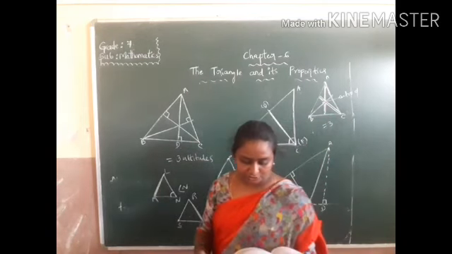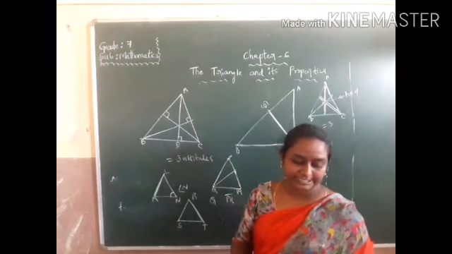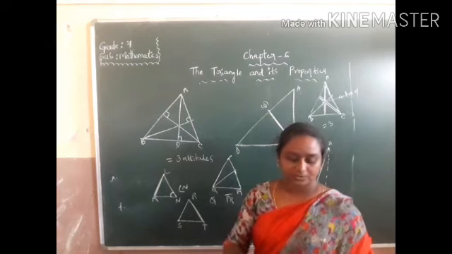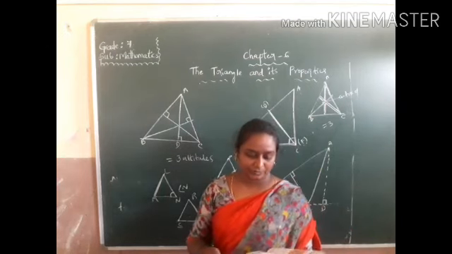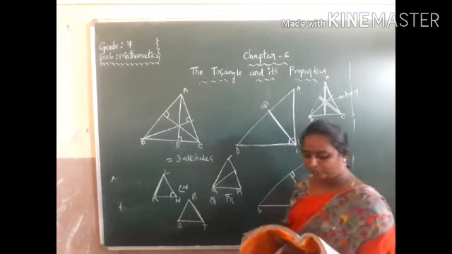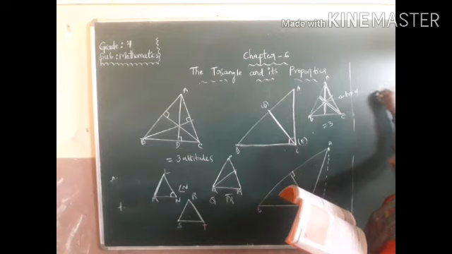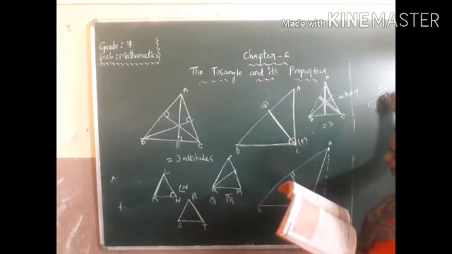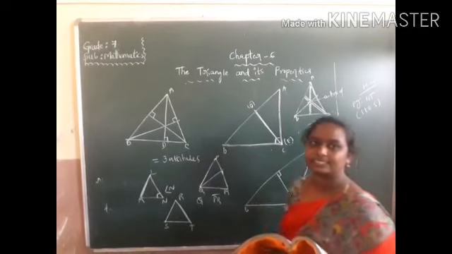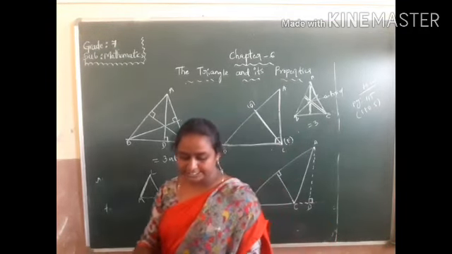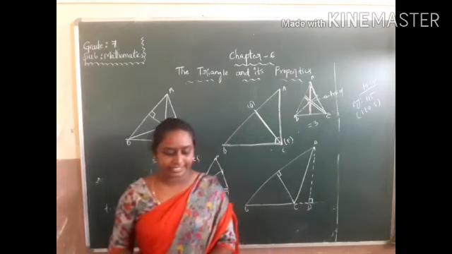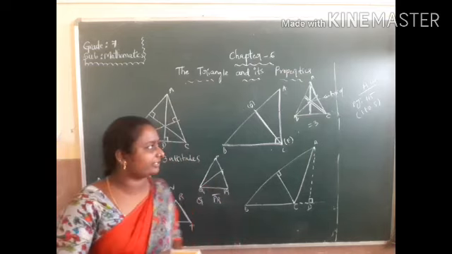Okay, coming to page number 115, think, discuss and write. You can do all this in your textbook. Read the questions carefully and do this in your textbook. Page number 115, questions 1 to 5, you have to think, discuss and write. Okay children, open your classwork books. Keep the heading Exercise 6.1.